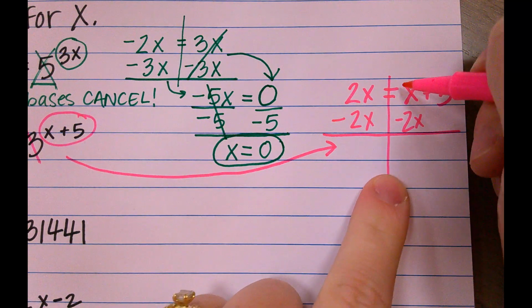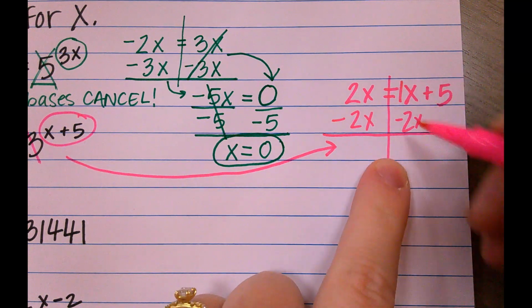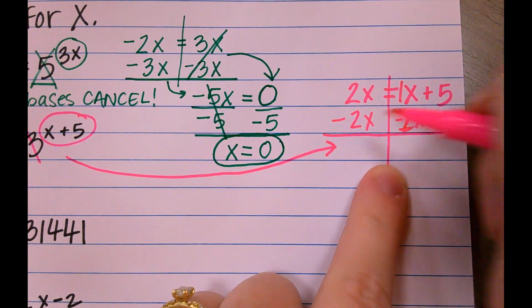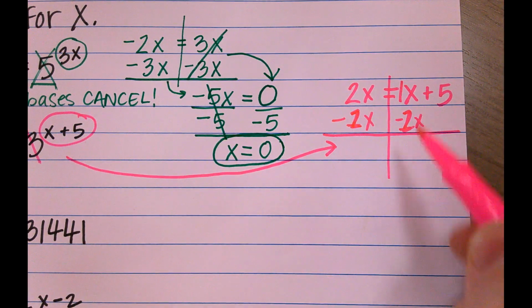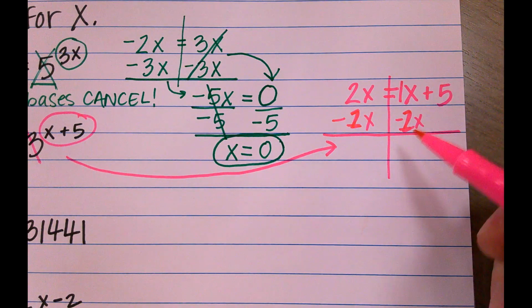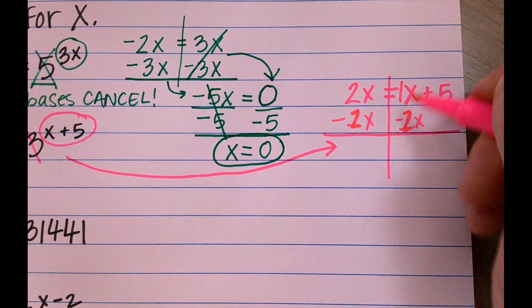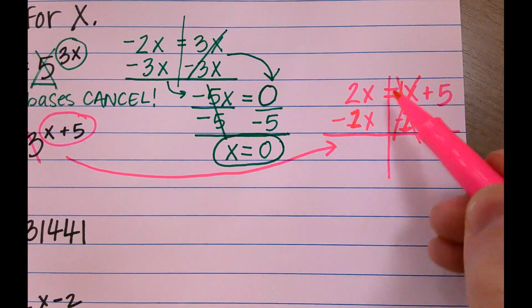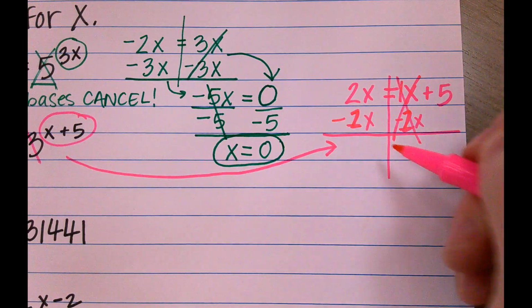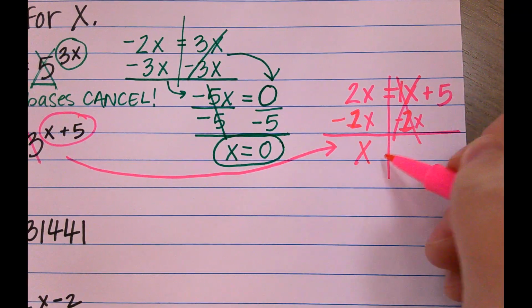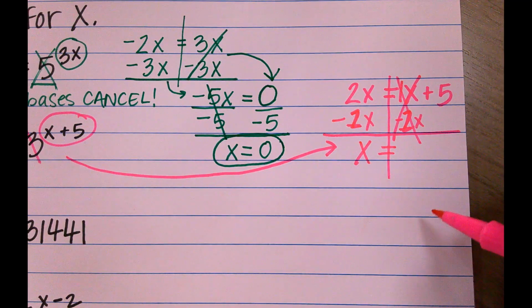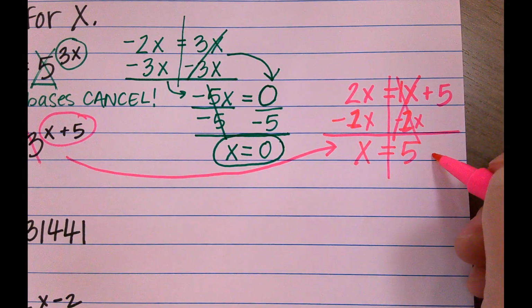Okay, so how about this? How about I put a 1 in front of this x, and pretend that I subtracted 1x. I'll turn that into a 1. Okay, so I'm subtracting 1x. What happens to my 1x's? They cross out, they cancel. 2x minus 1x is 1x. Or we could just write x equals, what comes down? 5. That's it. That's your answer.